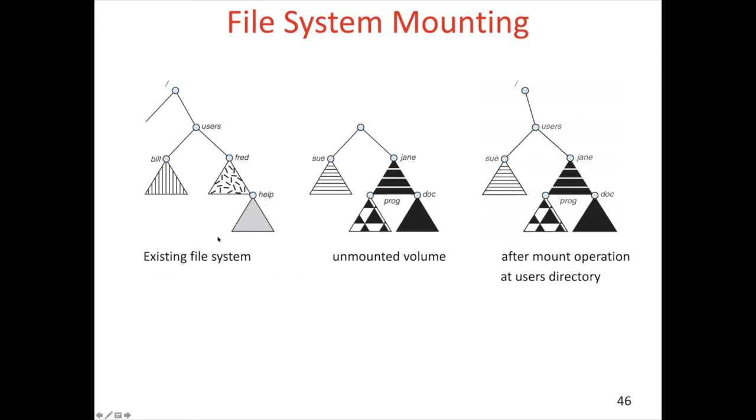Suppose that this is an existing file system and this is an unmounted volume to be mounted at the root. Notice that after the mount operation, the other directories and files under them are no more available. This is mounted at root. After mount, the name of this root directory of the mounted volume will become users.